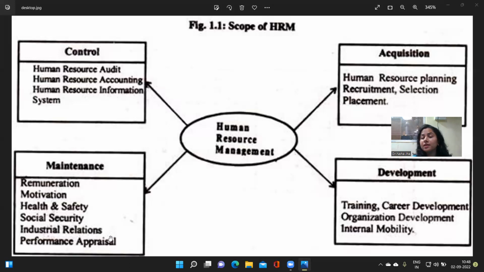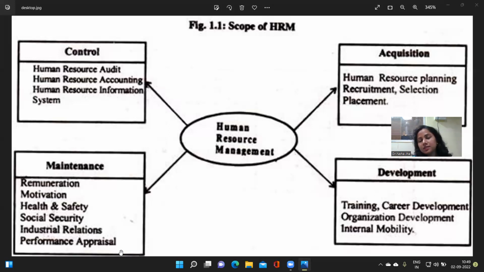We talk about workers' participation in it. Other than that, we talk about grievance handling techniques so that any type of grievance shouldn't arise in the organization. All right. And the last one in maintenance is performance appraisal.